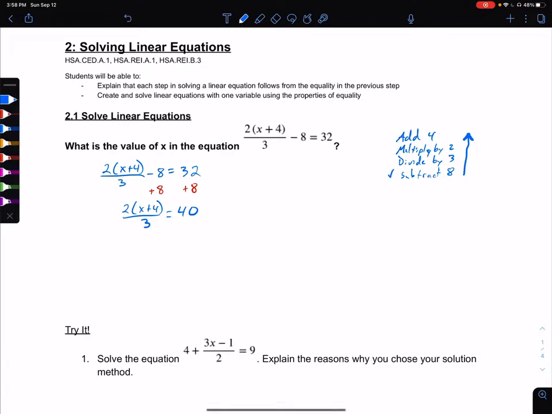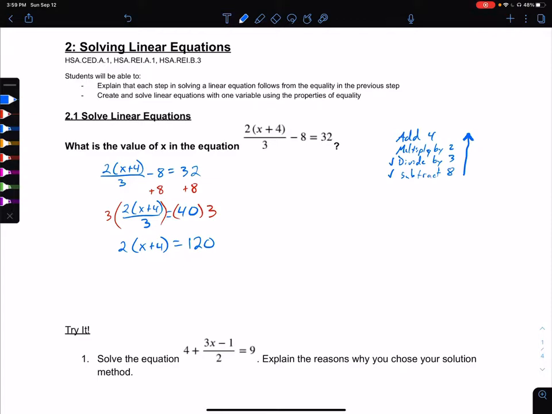Now we've got rid of the subtraction of 8, so now we want to get rid of the division by 3. And to undo division, we would multiply. So I would take the left side, and I'm going to multiply by 3. And whatever you do to one side, you have to do the other. So we're going to multiply both sides by 3. Again, these effectively cancel each other out. So those 3's are going to drop out. You're not actually going to multiply the 3 by the 2 because the whole purpose is to get rid of this denominator. So we're left with 2 times x plus 4 equals 40 times 3, which is 120. So we got rid of the division by 3.